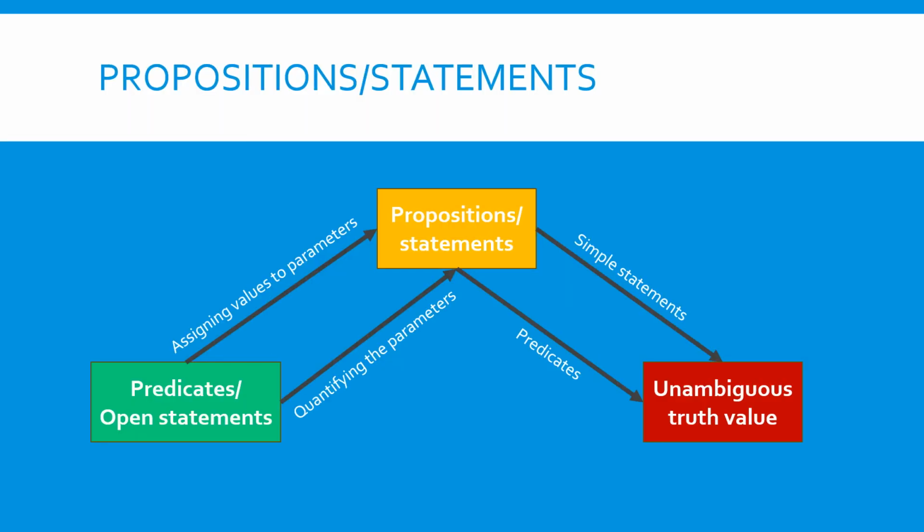In the previous video, we have discussed propositions or statements. We know that propositions and statements are sentences whose truth values can be unambiguously determined. A proposition or statement can be a simple sentence or be constructed from a predicate. We can either provide specific values for the parameters of the predicate or quantify the parameters using quantifiers.